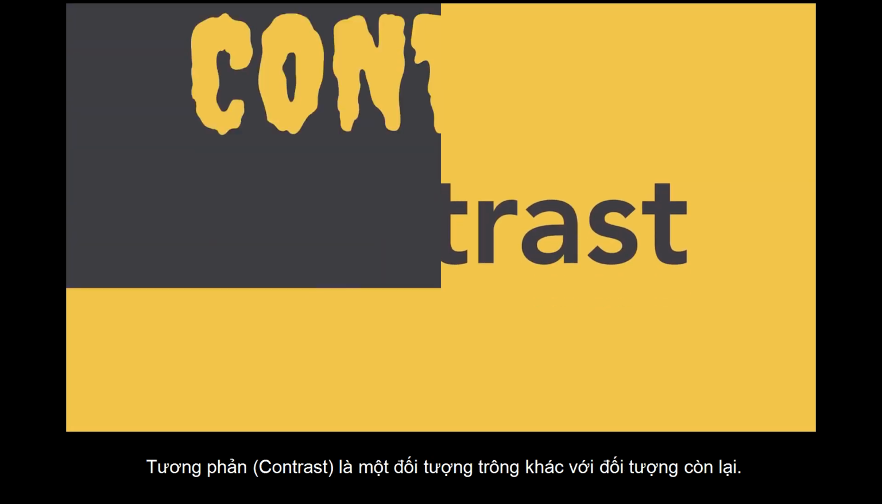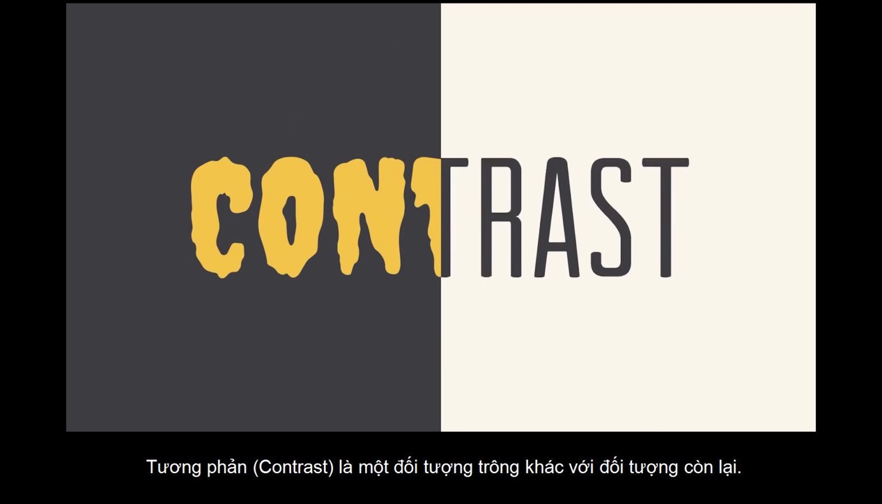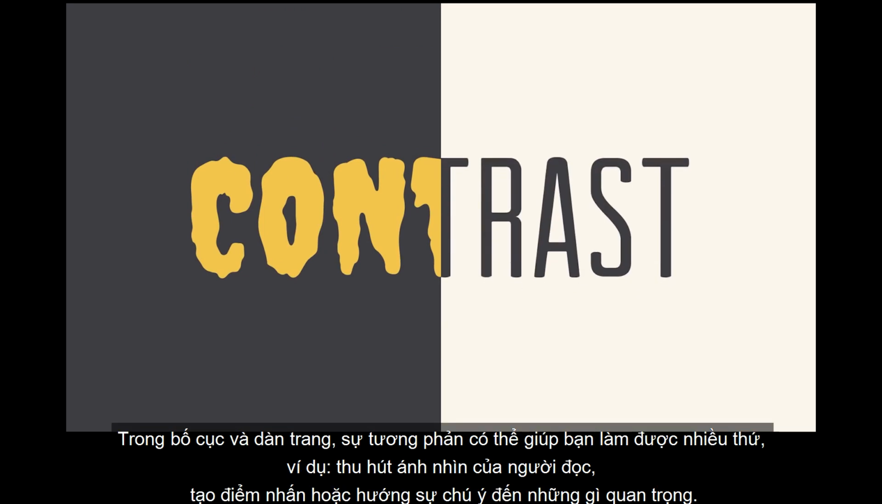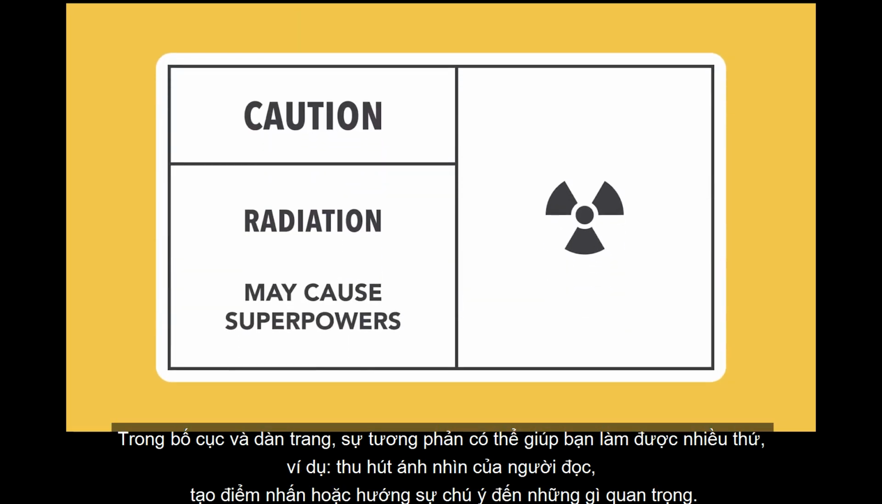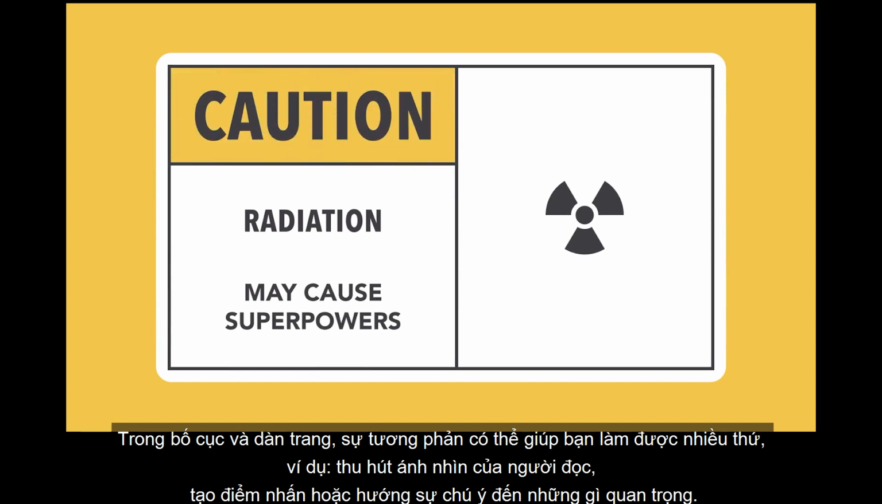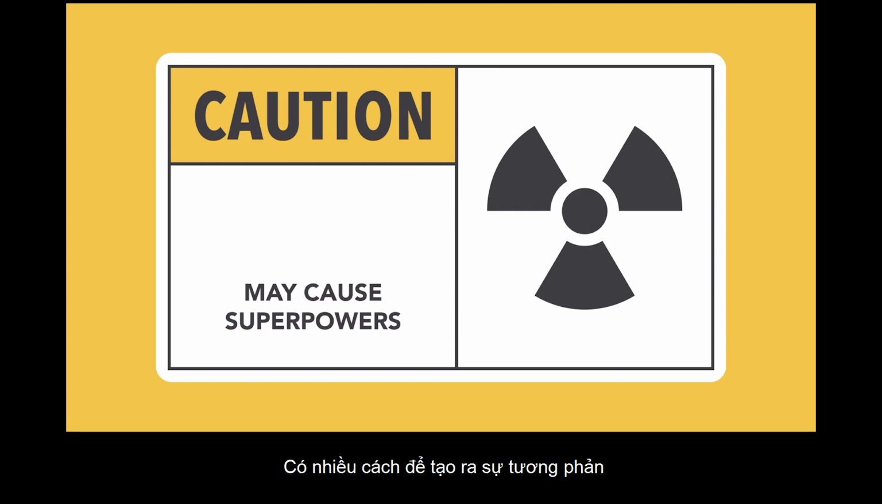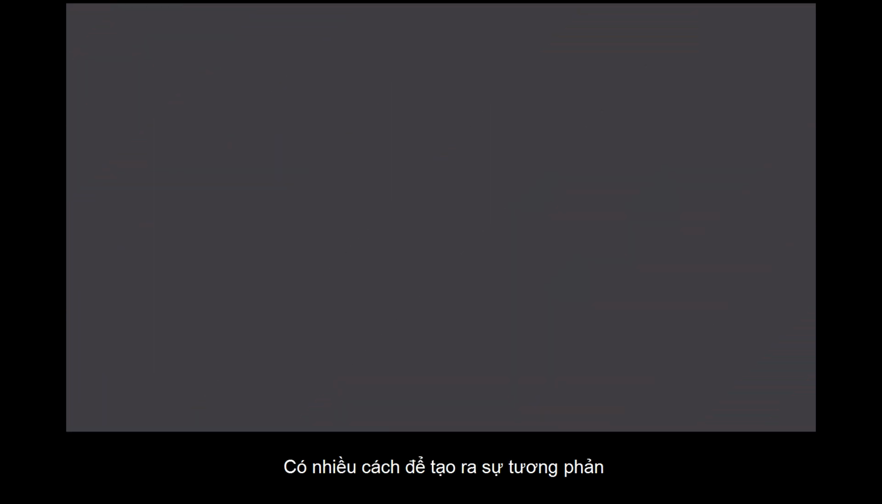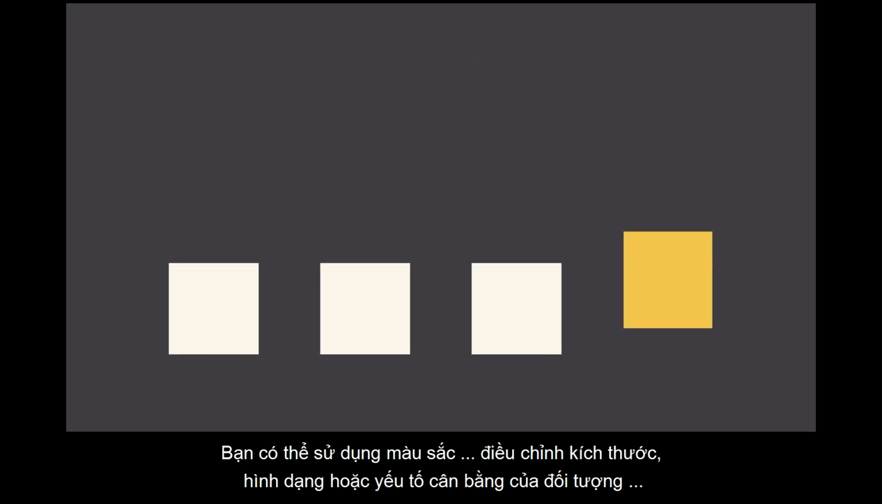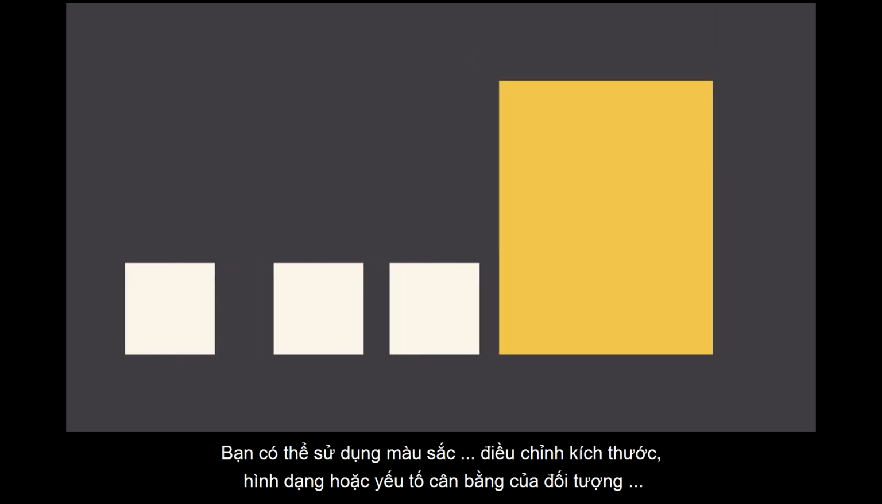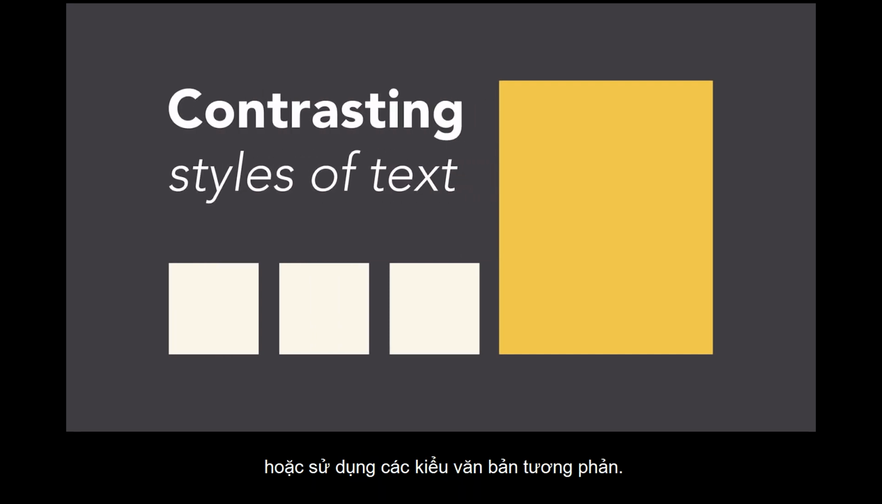Contrast simply means that one item is different from another. In layout and composition, contrast can help you do many things, for example, catch the reader's eye, create emphasis, or call attention to something important. There are lots of strategies for creating contrast. You can use color, adjust the size, shape, or visual weight of an object, or use contrasting styles of text.